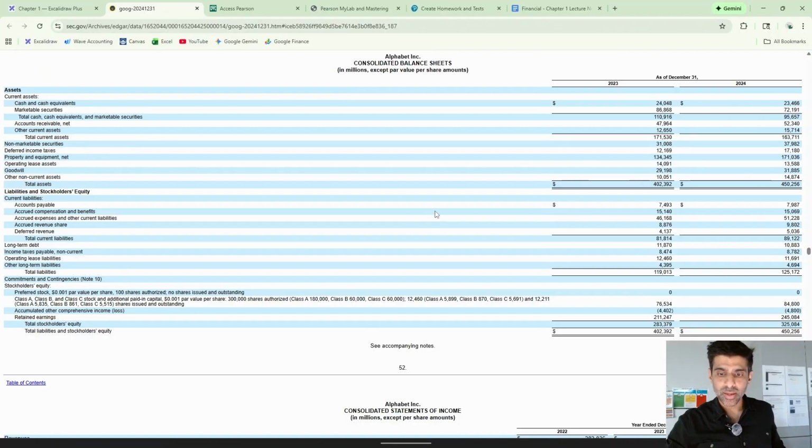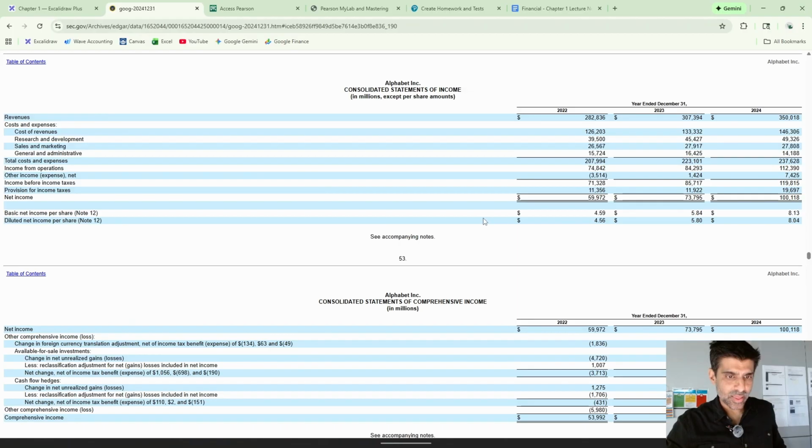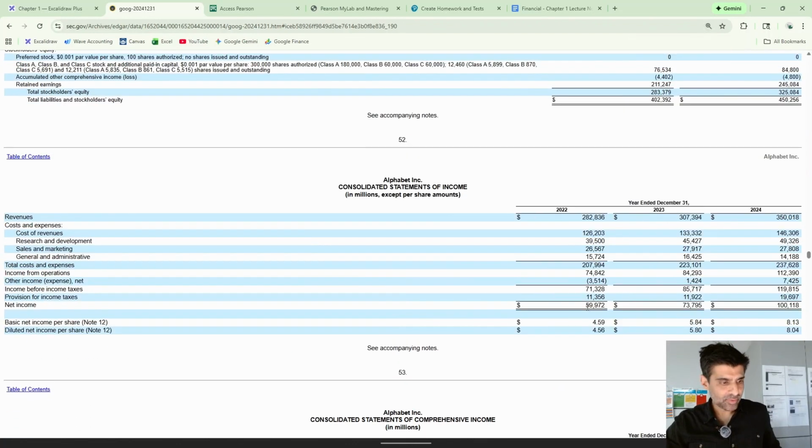Okay, so this is Google, okay? So let's start at the bottom. They call it the income statement. They're calling it the statement of income, okay? It's saying the same thing though, okay? So you can see here their net income.